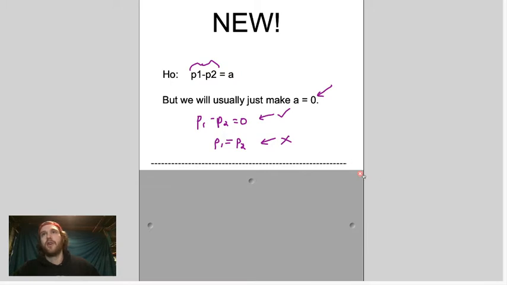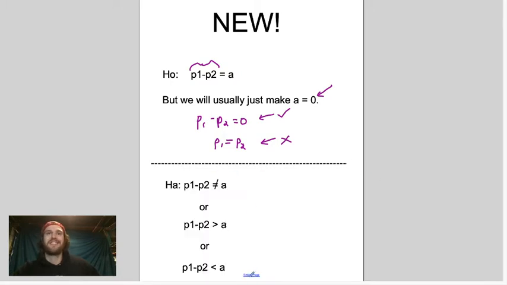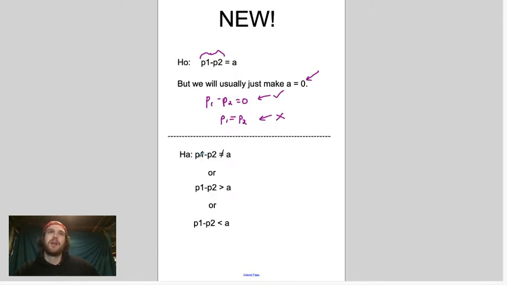Okay, what are our alternative hypotheses? They're exactly what you would think. You'd say P1 minus P2 is not equal to that value A, or not equal to 0. This is a two-tailed test.